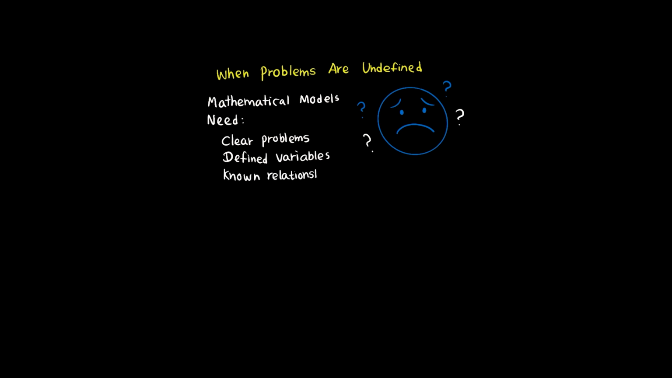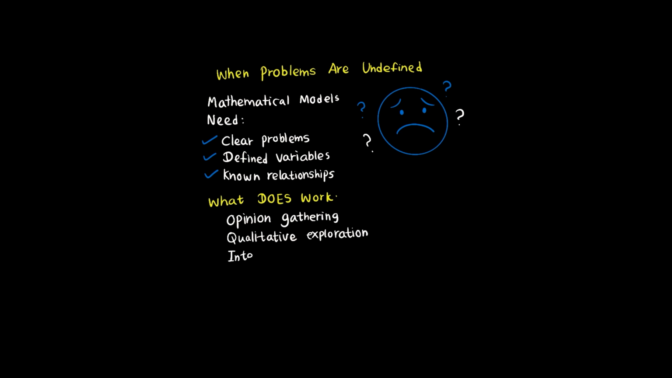You need to know what you're optimizing or solving for. Subjective opinion gathering works fine with undefined problems. You can ask people what feels wrong. Qualitative exploration thrives here. Interviews and observations help discover what the problem actually is. But mathematical models need structure, they need equations, they need defined relationships between specific variables. You can't write an equation for vagueness. Qualitative research defines problems first.